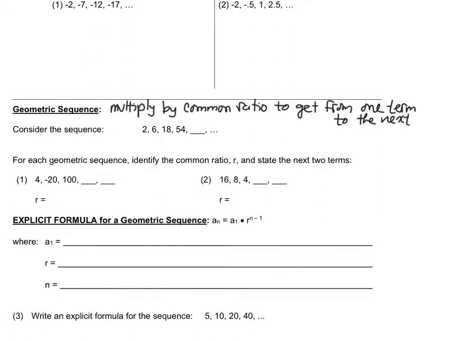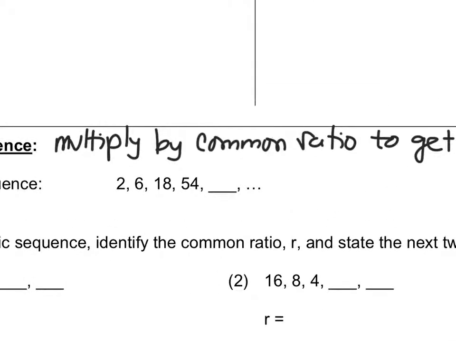All right, so with that in mind, what did I have to multiply 2 by to get 6? 3? Is it the same, 6 to 18? 18 to 54? So what's the next term in this? 162.